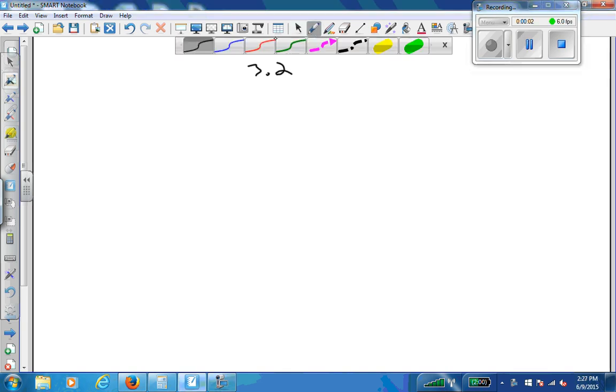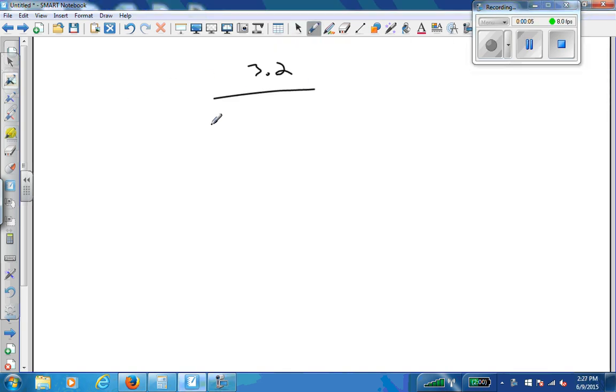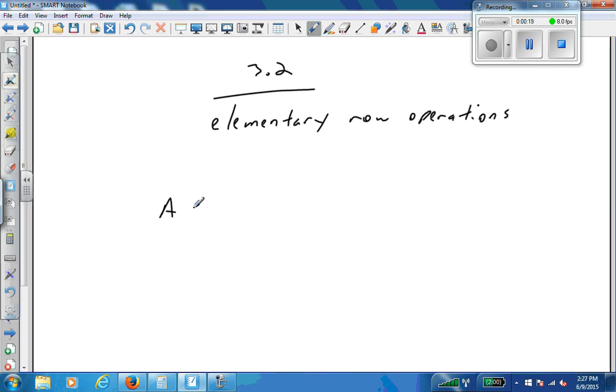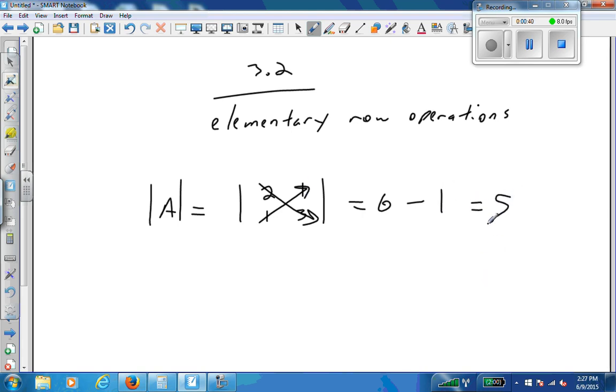As we look at 3.2, we look at evaluating determinants using elementary row operations. So let's just review real quickly how we evaluate a basic 2x2 determinant. If our determinant is 2, 1, 1, 3, to calculate the determinant, we multiply down this diagonal, multiply up that diagonal, and subtract. So this determinant would give us 5.